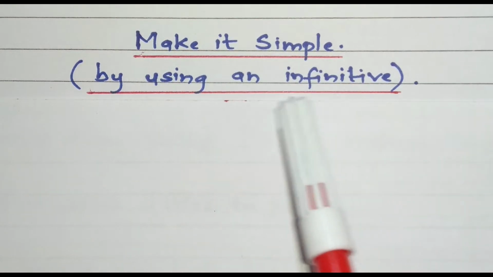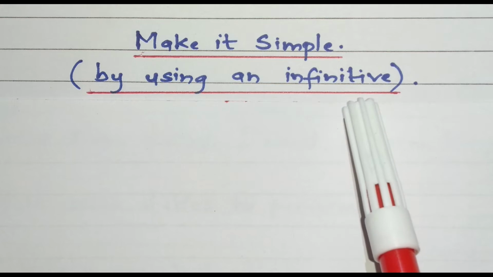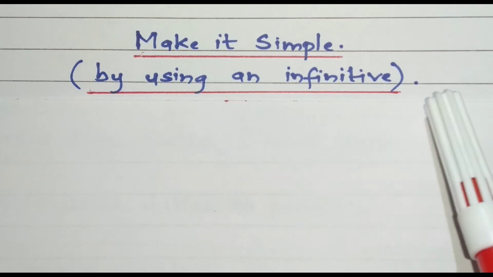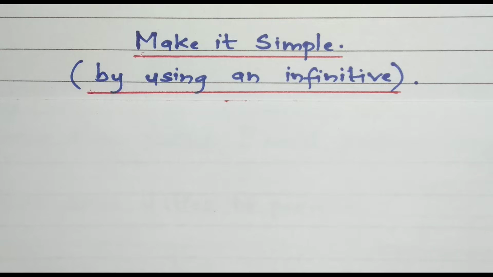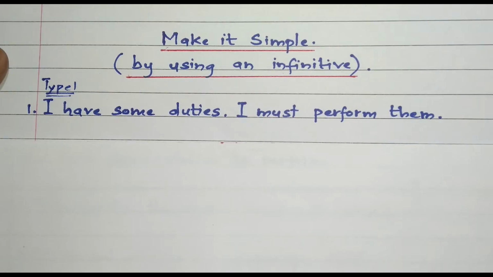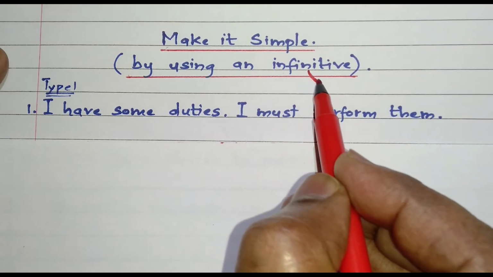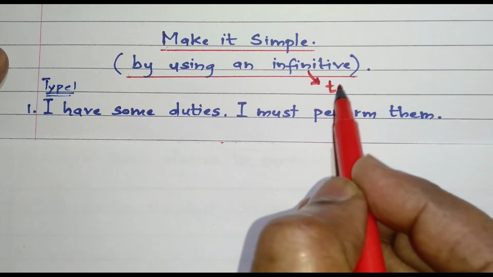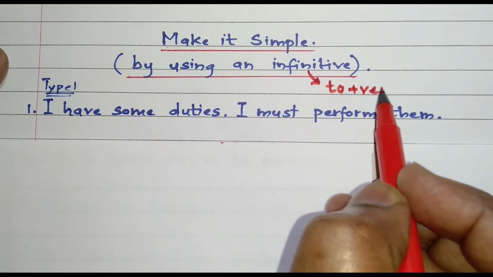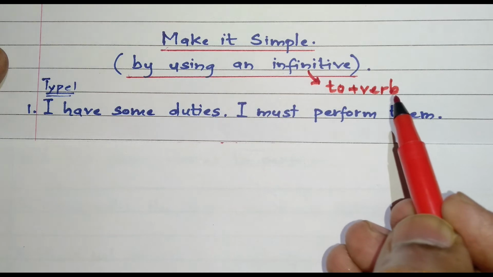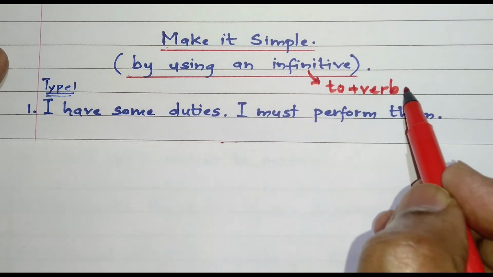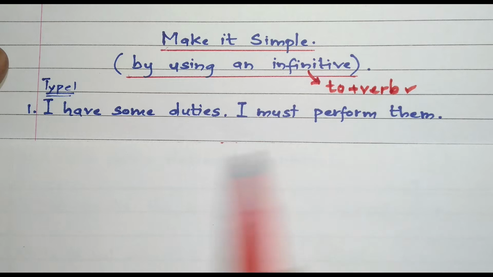In this video, we will use an infinitive in order to make a simple sentence. So let's start. Firstly, friends, an infinitive is nothing but to plus verb. So to play, to laugh, to study, to dance are all infinitives.